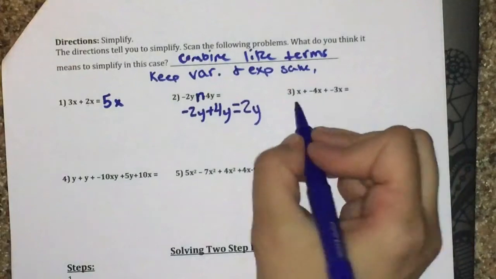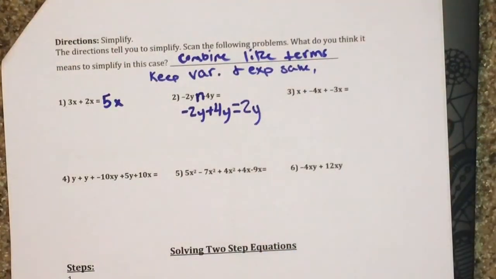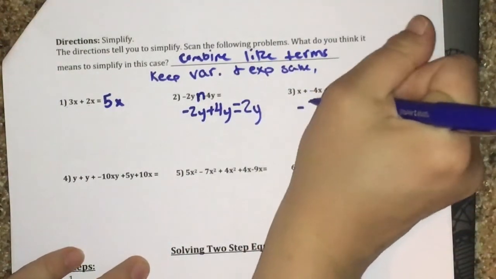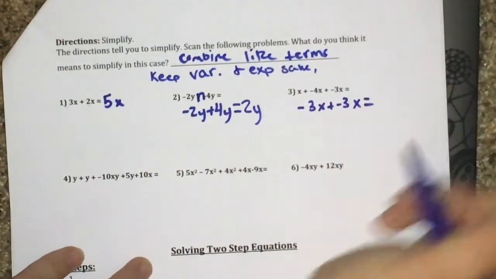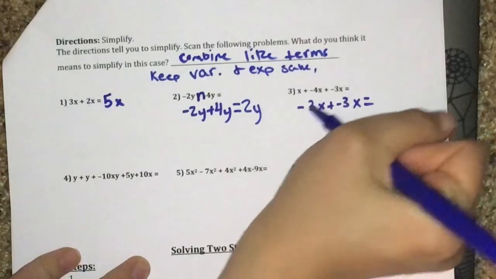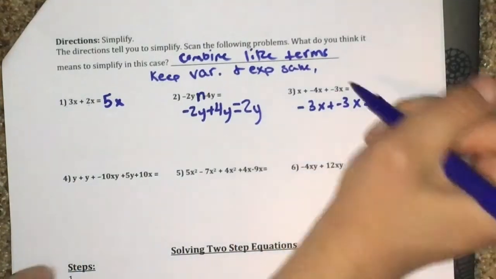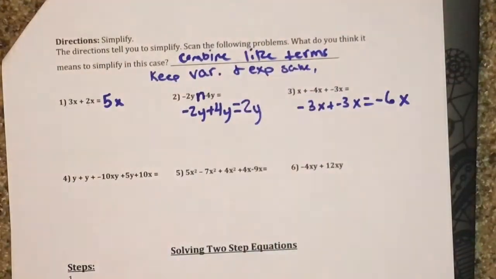Now we have x, negative 4x, and negative 3x. Well, those can all be added together because they all have the same variable x. x and negative 4x is negative 3x, plus negative 3x. I take it one step at a time. Then negative 3x, and then I'm adding more negatives on. So I'm going to be further into the negatives, it is going to be negative 6x.